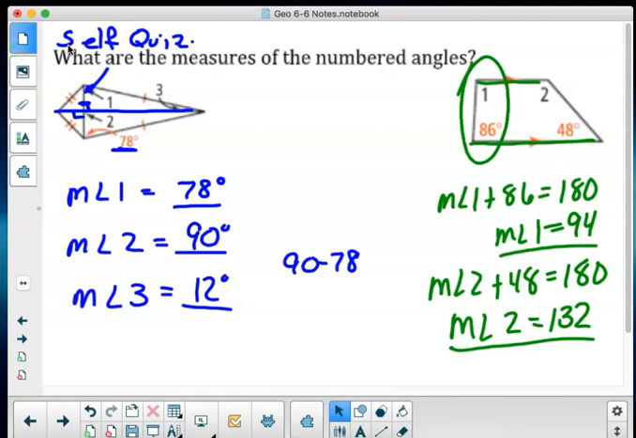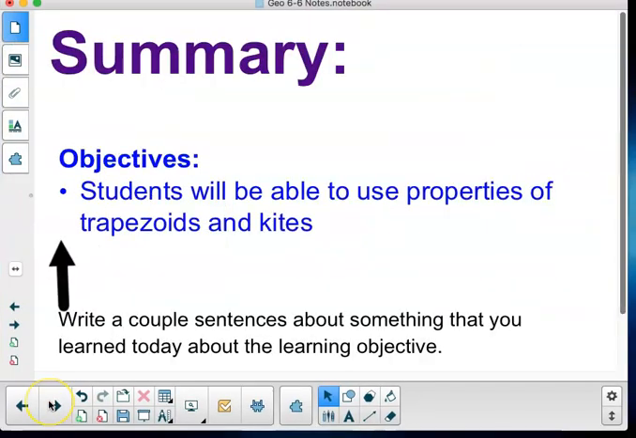Now let's get on with finishing this section. Properties. Oh, look, we are done. That's my summary. So I've got my summary, my objective today: students will be able to use properties of trapezoids and kites.